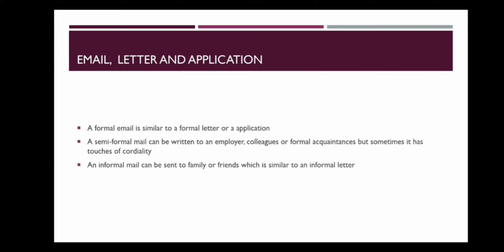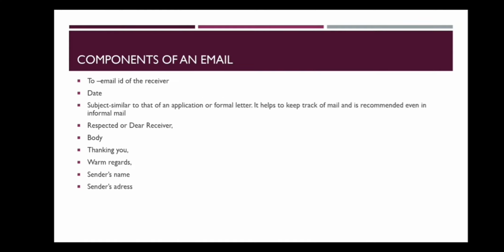A semi-formal mail can be written to an employer, colleague, or formal acquaintance, and it can also have touches of cordiality. It can be a notice about a picnic, or a get-together of your colleagues. In such mails, your tone can be semi-formal. An informal mail can be sent to friends, relatives and family. So these are the three forms of mails that you can send.